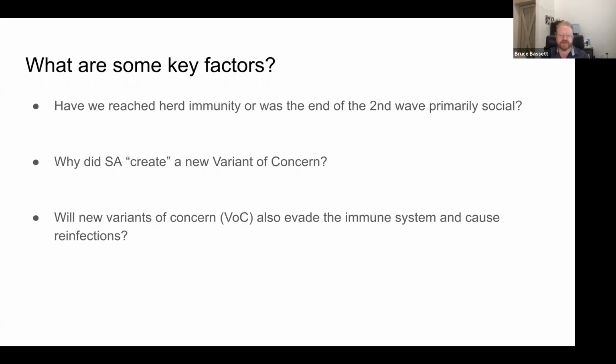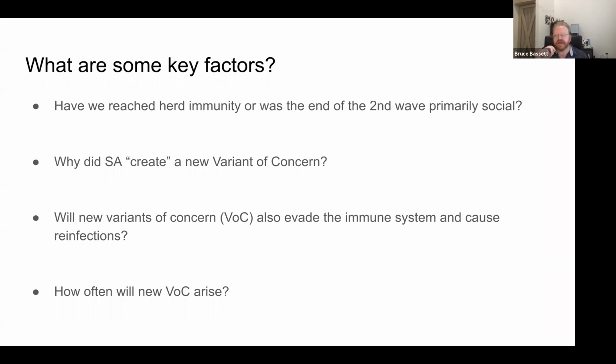Will new variants of concern also evade the immune system and cause reinfections, like they did in the second phase? I mean, that I think is essentially the key question. And then a related one is, how often will these variants of concern arise?